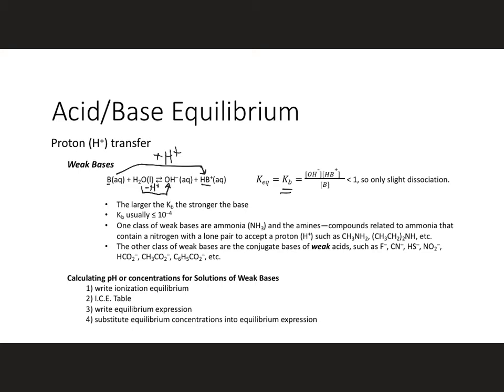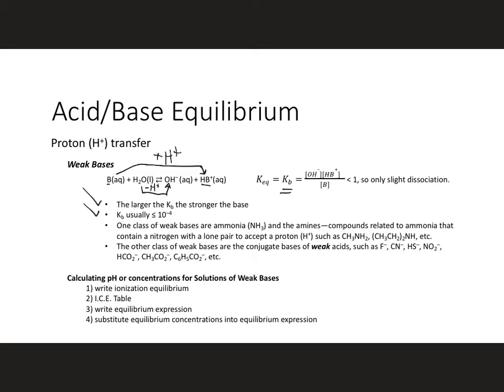And again, for weak bases, these equilibrium constants are going to be less than 1. In most cases, very much less than 1. And so there's only a slight or partial dissociation. Again, the bigger the Kb is, the stronger the base. These Kb's are usually markedly less than 10 to the minus 4th.